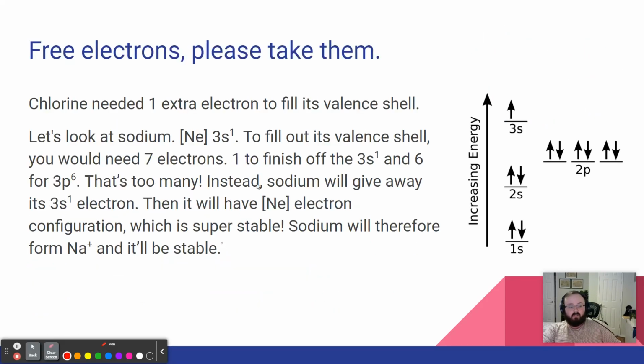What happens on the other end? So chlorine needed 1 extra electron to fill its valence shell. Let's look at sodium, which here is our electron configuration. To fill out its valence shell, you would need, and I'm just going to write in, here's our 3p, you would need 1, 2, 3, 4, 5, 6, 7 electrons in order to fill this up.